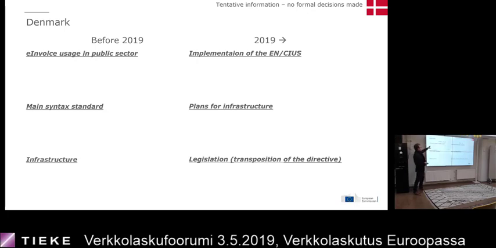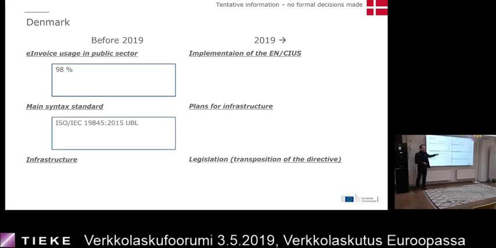In Denmark, for example, 98% of all invoices to the public sector are electronic. So they are e-invoicing. Denmark, of course, has had this legislated since a long time back. And the main syntax is UBL. They have used UBL since 2018, even before that, with a previous version of UBL, which in Denmark was called OIOXML. But they have been strong UBL users.